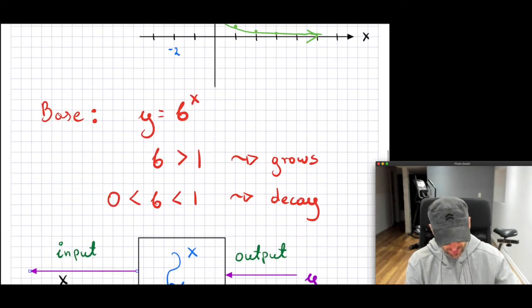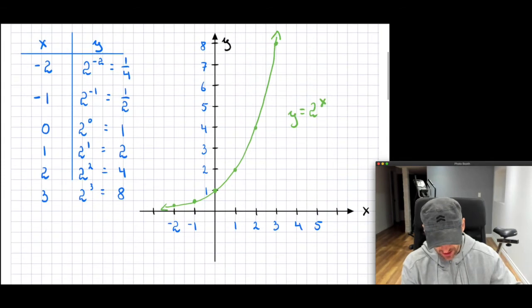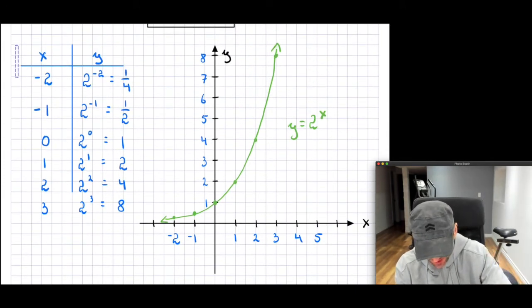Now, in our table of values, I'm going to take this table of values here, and I'm going to copy this down.